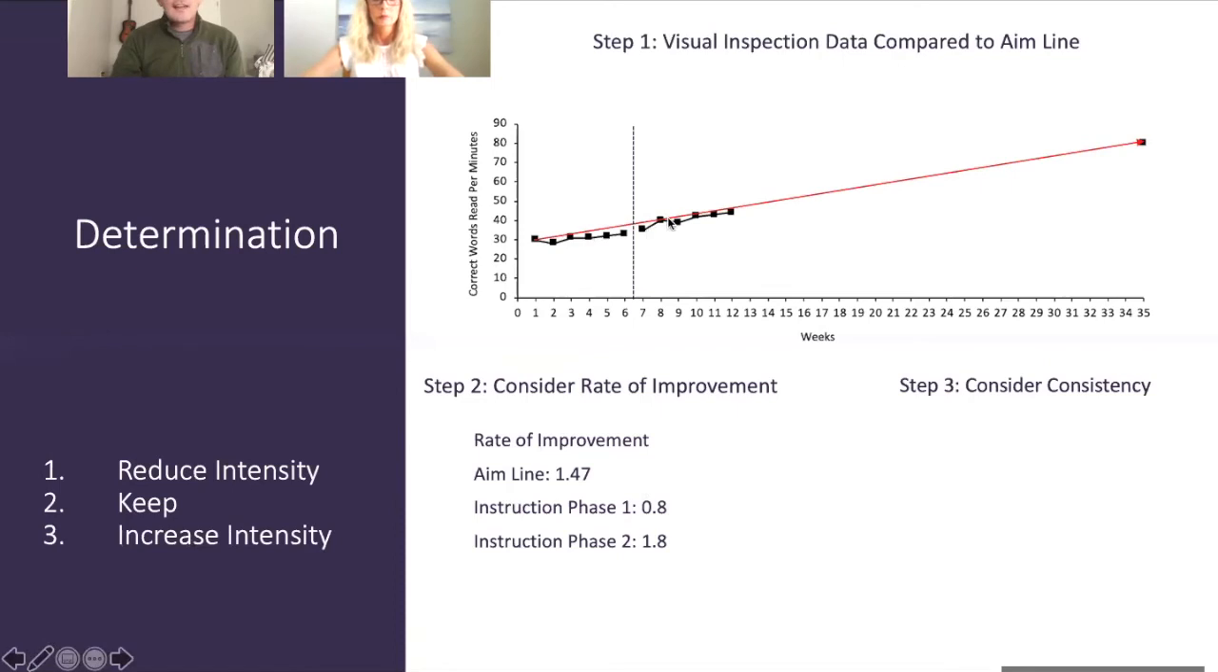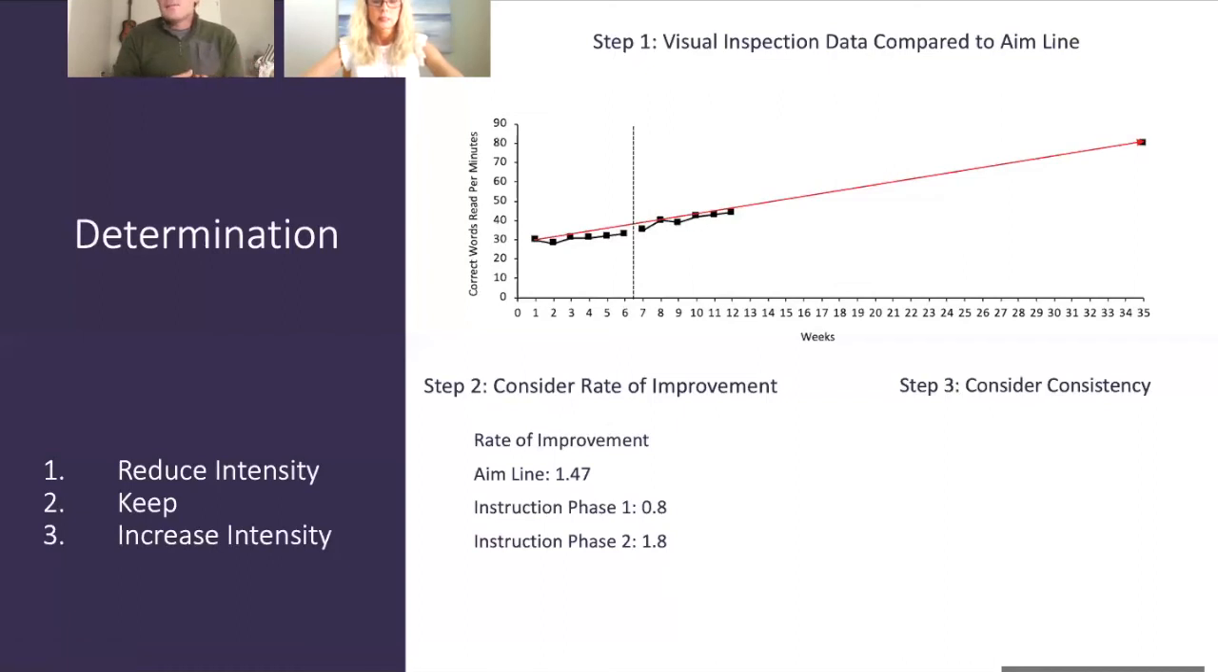Now we have the second phase of instruction. So this could be maybe tier 2 intervention now, tier 3 intervention. Who knows? We didn't really contextualize this to the fullest. But from here, the team says, okay, the student is now progressing at 1.8, which is above the aim line. He is still below the aim line right now, right?